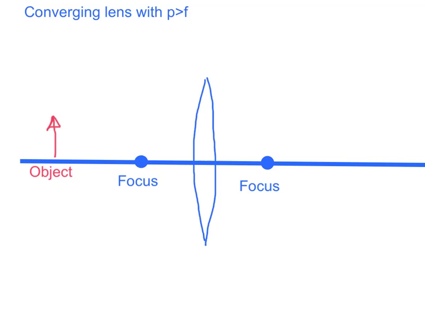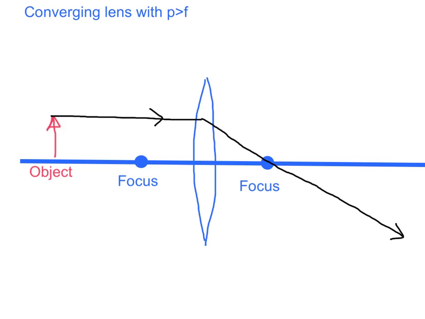Our first ray diagram will be for a converging lens with the object farther away from the lens than the focus. We'll draw a ray leaving the tip of the object going parallel to the principal axis. It will emerge from the lens going through the focus on the other side.